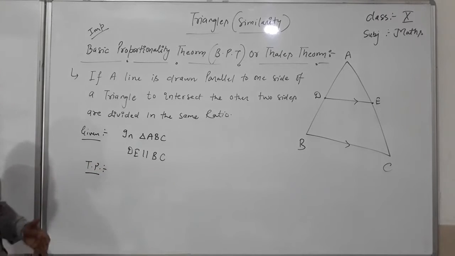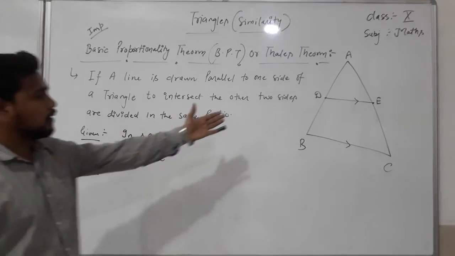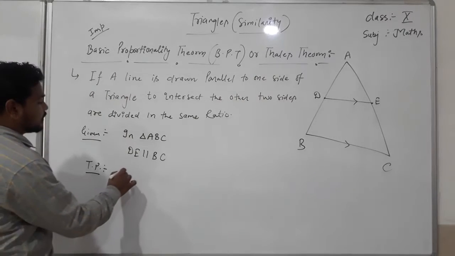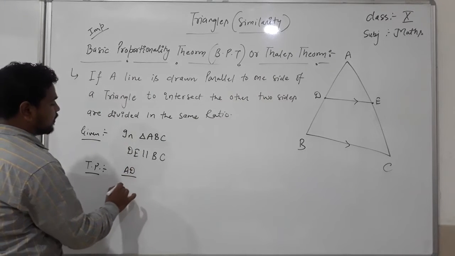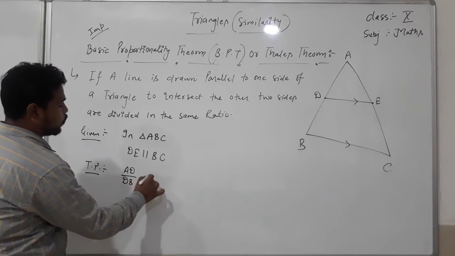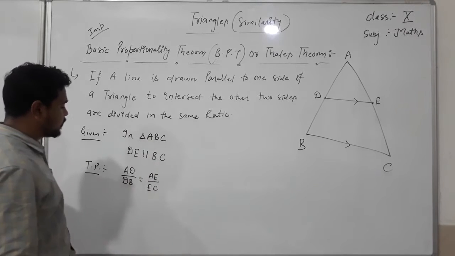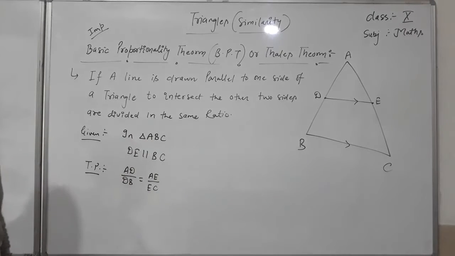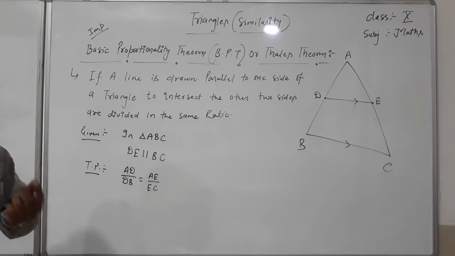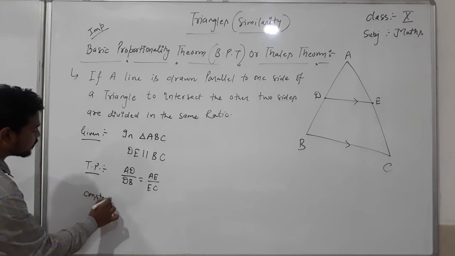Now we will come to the to-prove section. What do we have to prove in the question? The to-prove part is AD upon DB is equal to AE upon EC. That means the ratio of AD to DB is equal to the ratio of AE to EC. That is what we have to prove. For proving this, we will make some constructions.